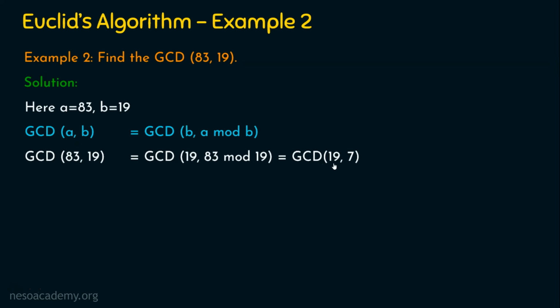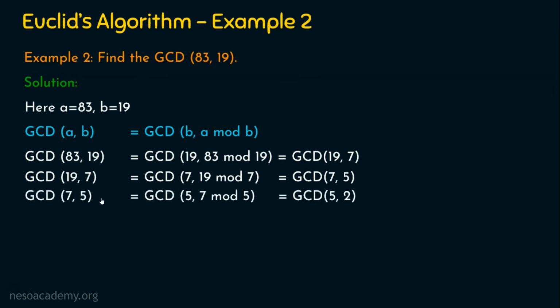So here A is equal to 19 and B is equal to 7. So we are going to compute GCD of 19, 7, which gives GCD of B, A mod B. So B means 7, 19 mod 7. When we simplify this, we get GCD of 7, 5. The second parameter is not 0, so we are going to apply this algorithm again. GCD of 7, 5 will give GCD of 5, 7 mod 5. When we simplify this, we get GCD of 5, 2.